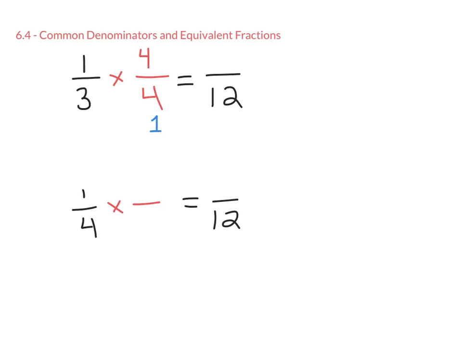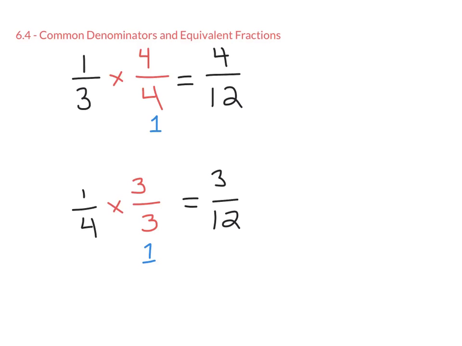3 times 4 is 12. 1 times 4 is 4. So 1/3 is equal to 4/12. We'll do the same thing for 1/4. Think. 4 times what number is 12? 4 times 3 is 12. If we multiply the denominator by 3, we must also multiply the numerator by 3. Again, this way we're multiplying 1/4 by a fraction equal to 1, so we're not changing the value of 1/4. 4 times 3 is 12. 1 times 3 is 3. So 1/4 is equal to 3/12.